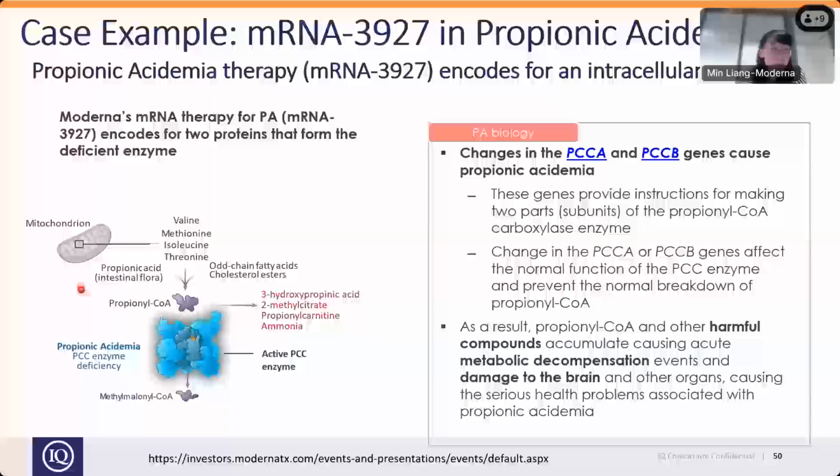The mRNA-3927 encodes an intracellular enzyme. Here we're covering both PCCA and PCCB genotypes. This is an ultra-rare, life-threatening disease with unmet medical need. For the patient, PCC enzyme loses function, which leads to accumulation of propionyl-CoA, along with metabolites of propionyl-CoA. We're clinically monitoring the metabolites 3-hydroxypropionic acid, 2-methylcitrate, ammonia, etc. The accumulation of these harmful compounds can lead to metabolic decompensation events. Reducing the metabolic decompensation event frequency is our clinical endpoint of mRNA-3927 treatment. For the disease-related biomarker, that's the PD part we're going to talk about next.